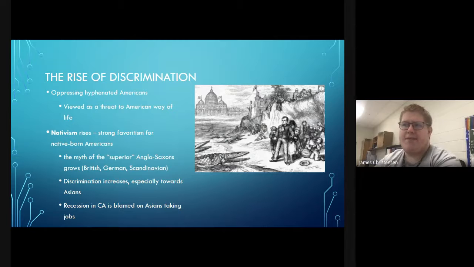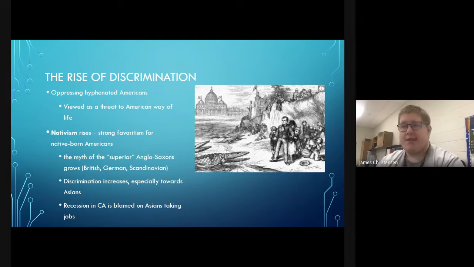So there was a huge rise of discrimination as well, oppressing hyphenated Americans, especially Irish Americans, who were viewed as a threat to the American way of life. This political cartoon here is one targeted specifically at those from Ireland because they are Catholic. It depicts these Catholic alligators marching up to munch on the poor, helpless Protestant children as the Vatican stands in the background. Now, this was a very common thing for political cartoons to make fun of these other groups of people just because they were slightly different.